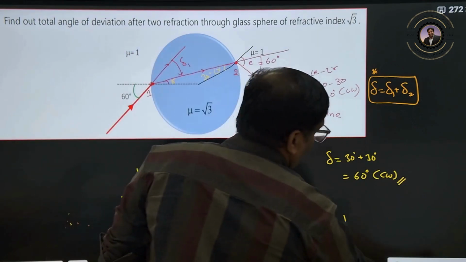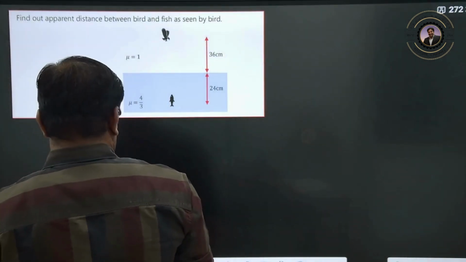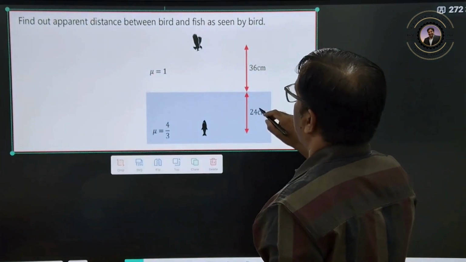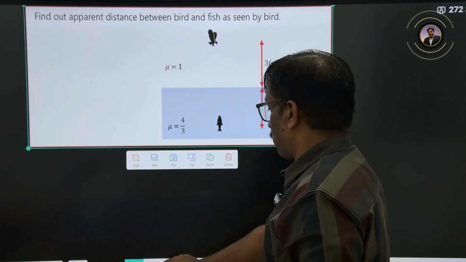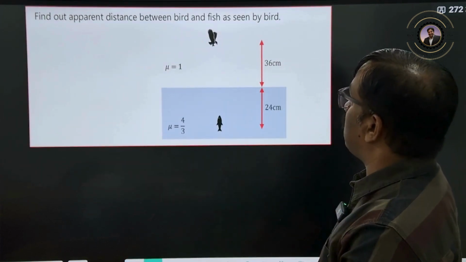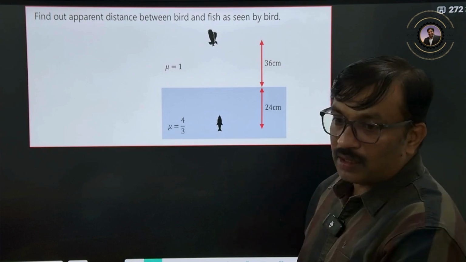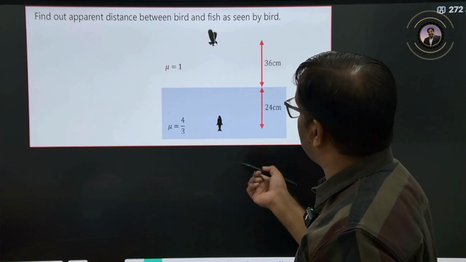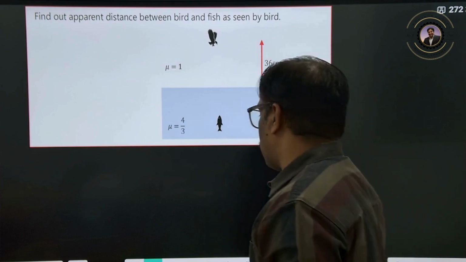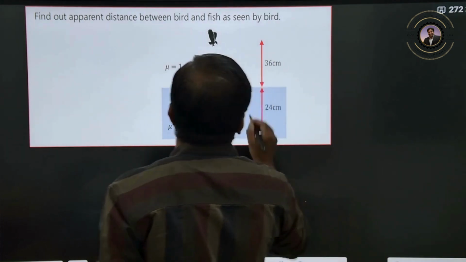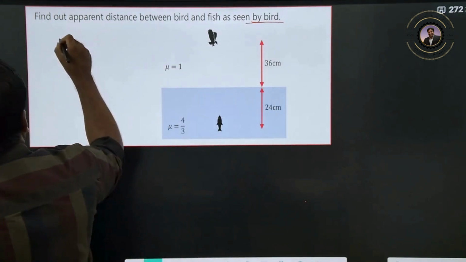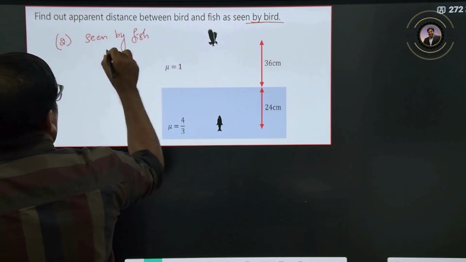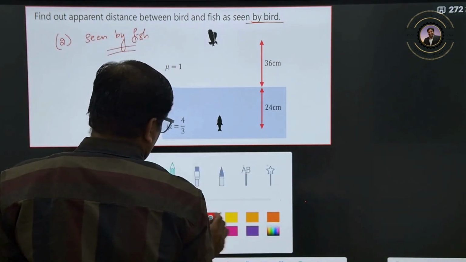In this way you can do these questions. Now we will see one more question here. Find out the apparent distance between the bird and fish seen by the bird. Also we can add one more question: find out the apparent distance between the bird and fish seen by the fish. Therefore here, seen by the bird, and the second question, seen by the fish, so that you can get still more clarity on this. Clear?